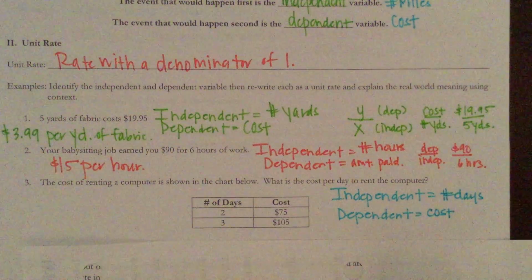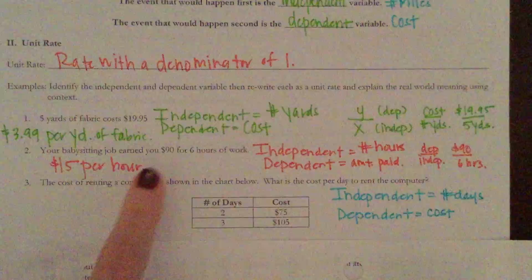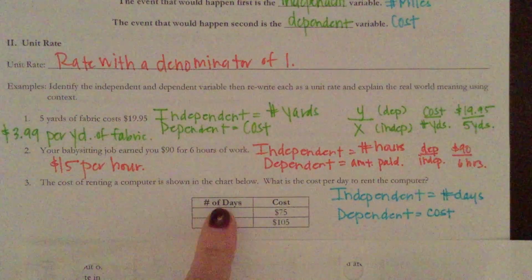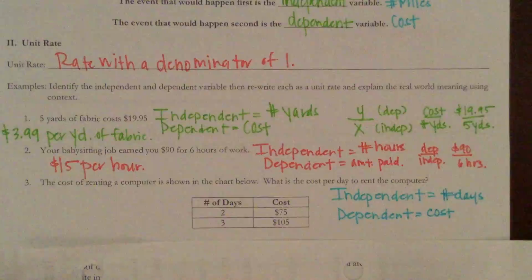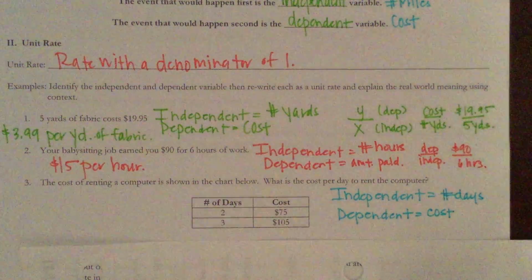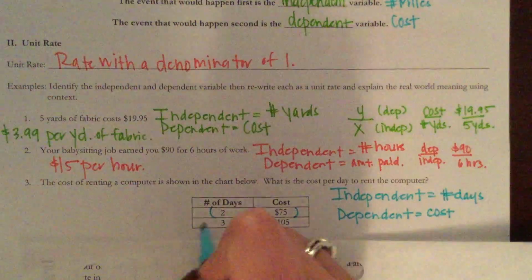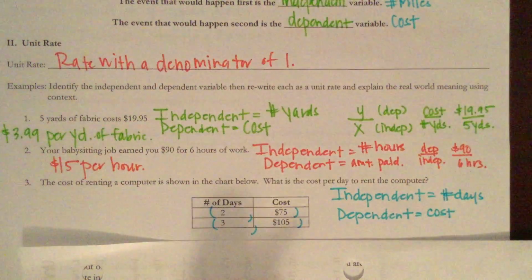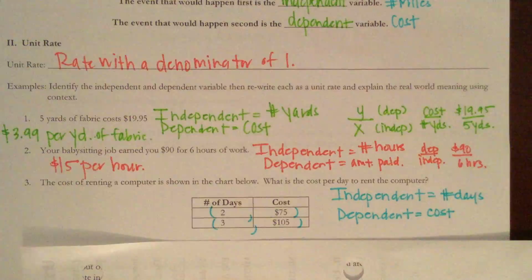What's different about this problem is that we have 2 sets of data points. Instead of just one statement, $90 for 6 hours, we're told what happens for 2 different sets of data. And so in this case, we want to rely on the fact that this becomes an ordered pair. For 2 days, it's $75, and for 3 days, it's $105. Remember, a unit rate is just a slope where the denominator is 1.